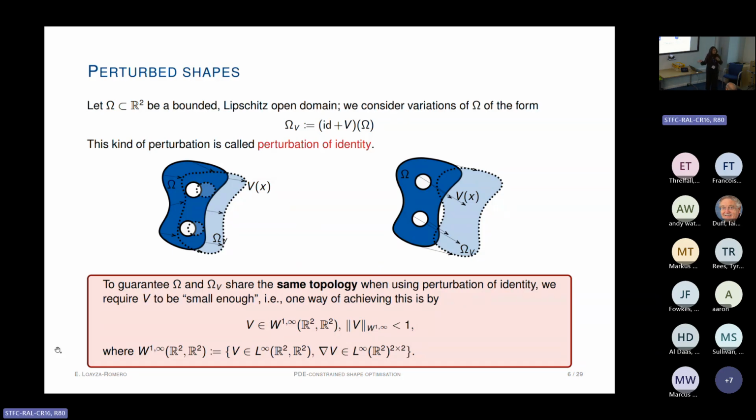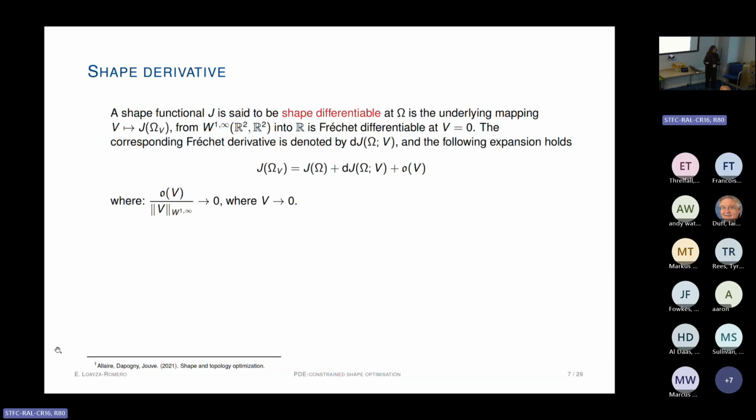And I just want you to keep in mind for later. So for now, the idea is that now we know that we want these very particular deformation fields. We want to perturb our shapes, and this is what is going to help us to define what is called the shape derivative.